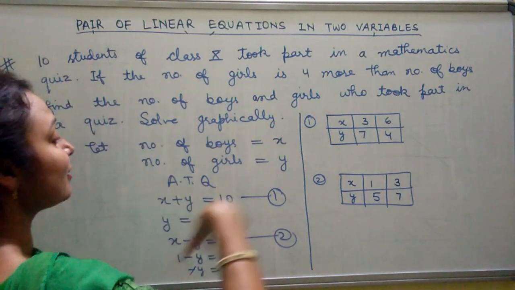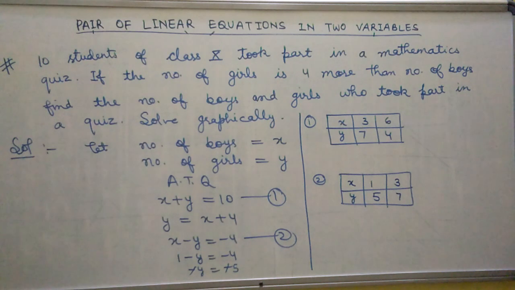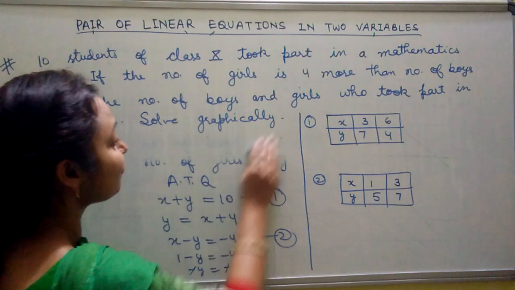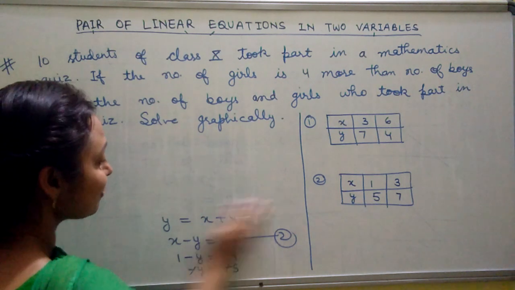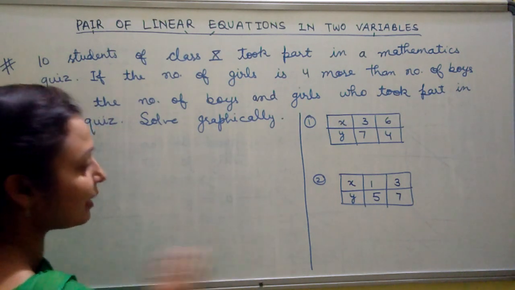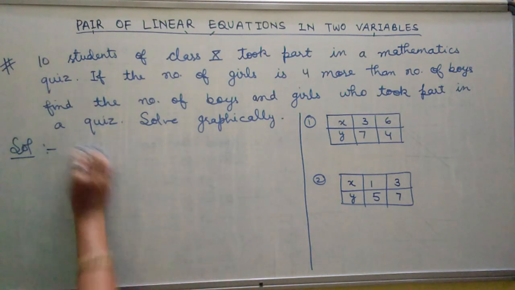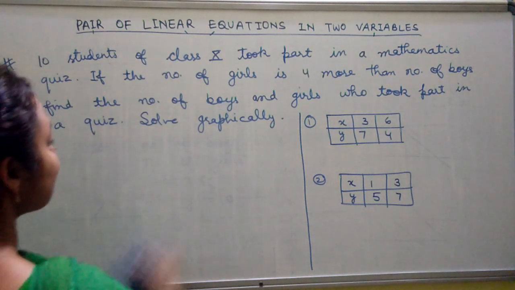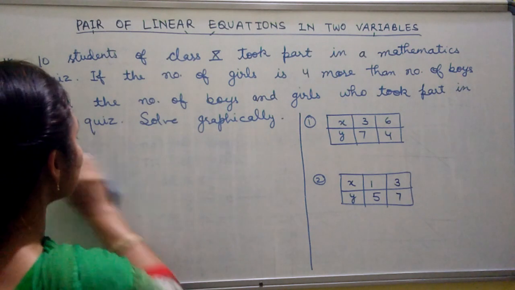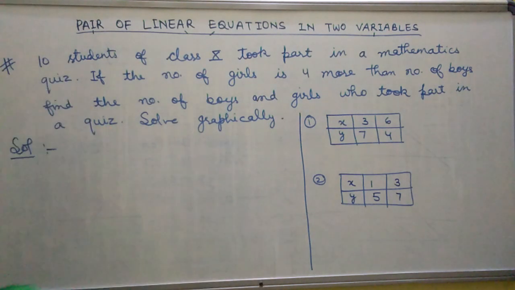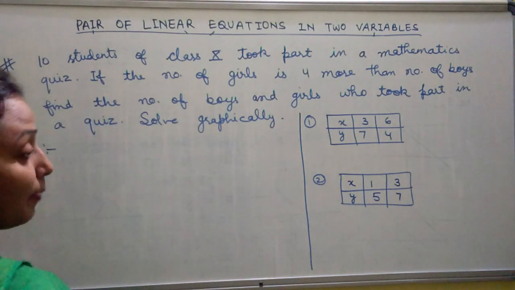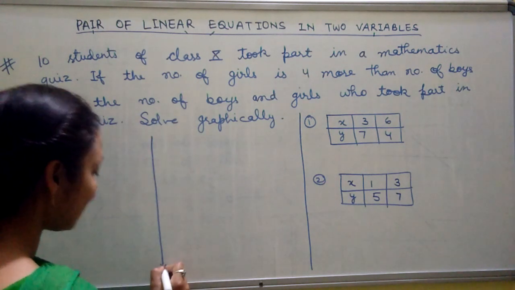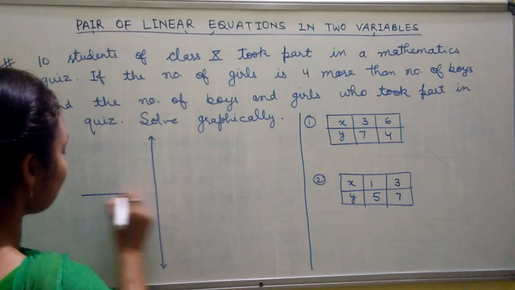So I will plot the value here. How we can plot and how we can check what is the solution of these equations. So how we can solve? I have made two tables for equation 1 and equation 2. Now I will draw the graph. There is a graph provided to you in the board exam, and you all have graph paper at home. You can draw the graph on the graph paper only.